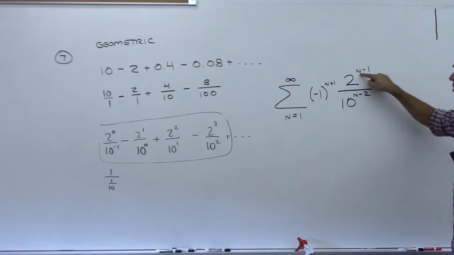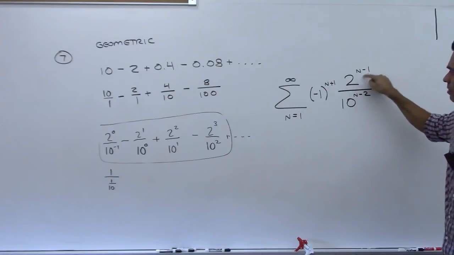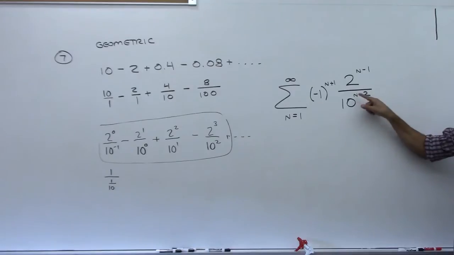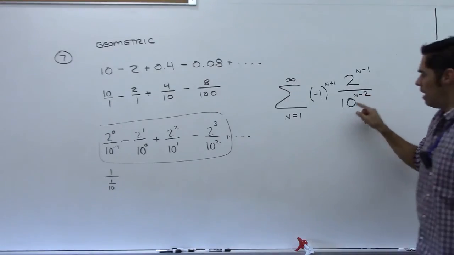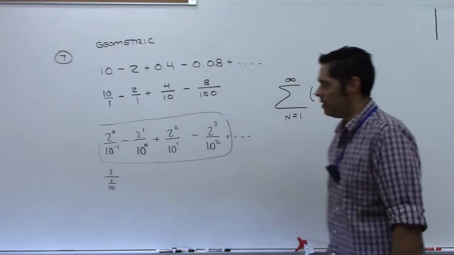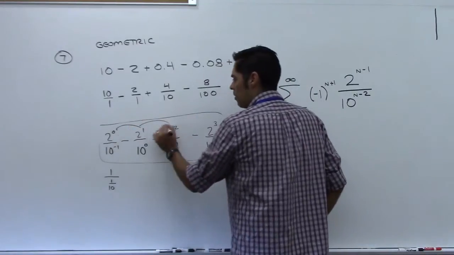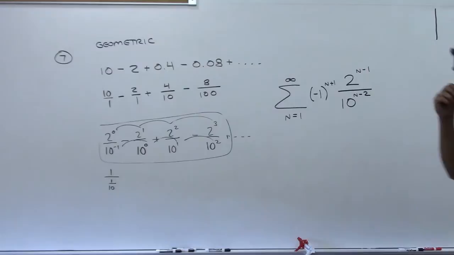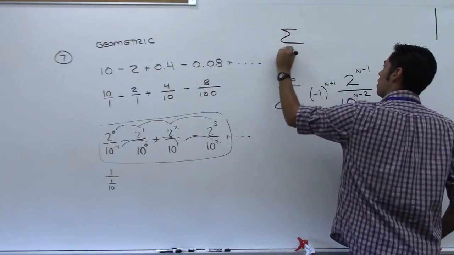If that 1 goes in here, 1 minus 1 is 0. 2 to the 0 is that first one. And then if I plug in 1 here, 1 minus 2 is negative 1. I get 10 to the negative 1, and that's the first one. And then after that, the powers just keep going up by 1. So I'm good to go. So this looks like it. But recall that what I need to do is I need to make it look like this.